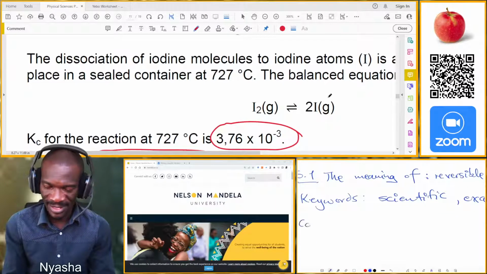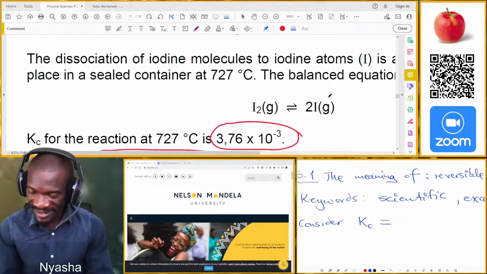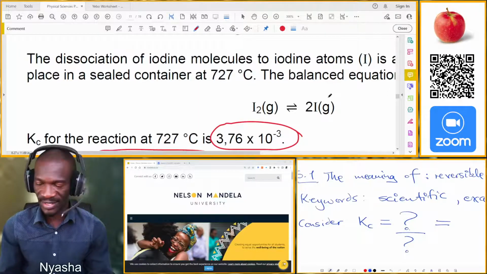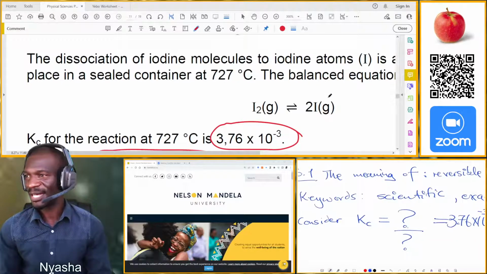Right, so consider Kc of the chemical reaction, right? Please give me the formula for Kc. What divided by what? And this is equal to, according to this question, 3.76 × 10^-3. Right, that is our Kc.